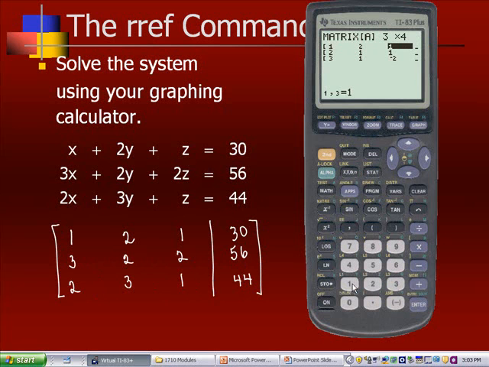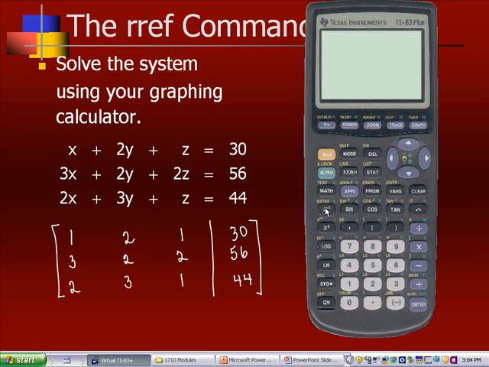1, 2, 1, 30. Row 2: 3, 2, 2, 56. Row 3: 2, 3, 1, 44. Now make sure that you go second quit, or it's going to do weird stuff to your matrix.